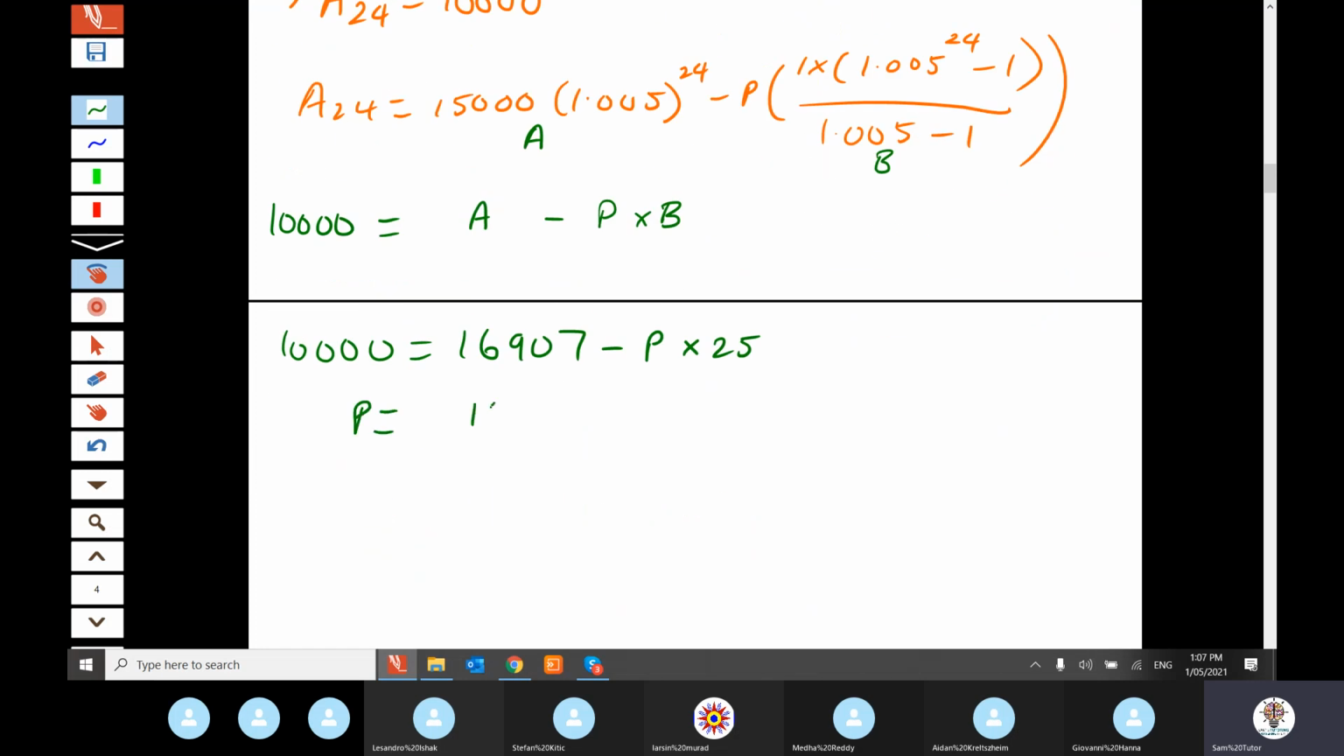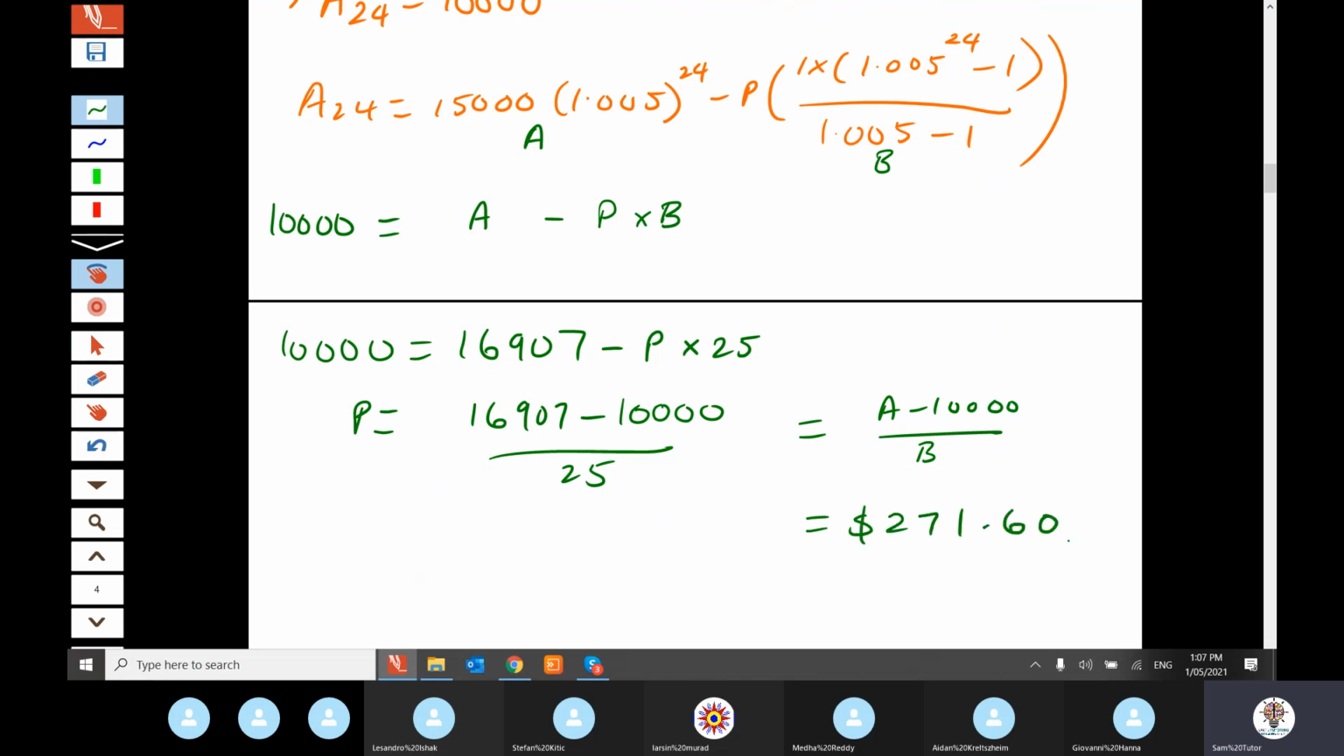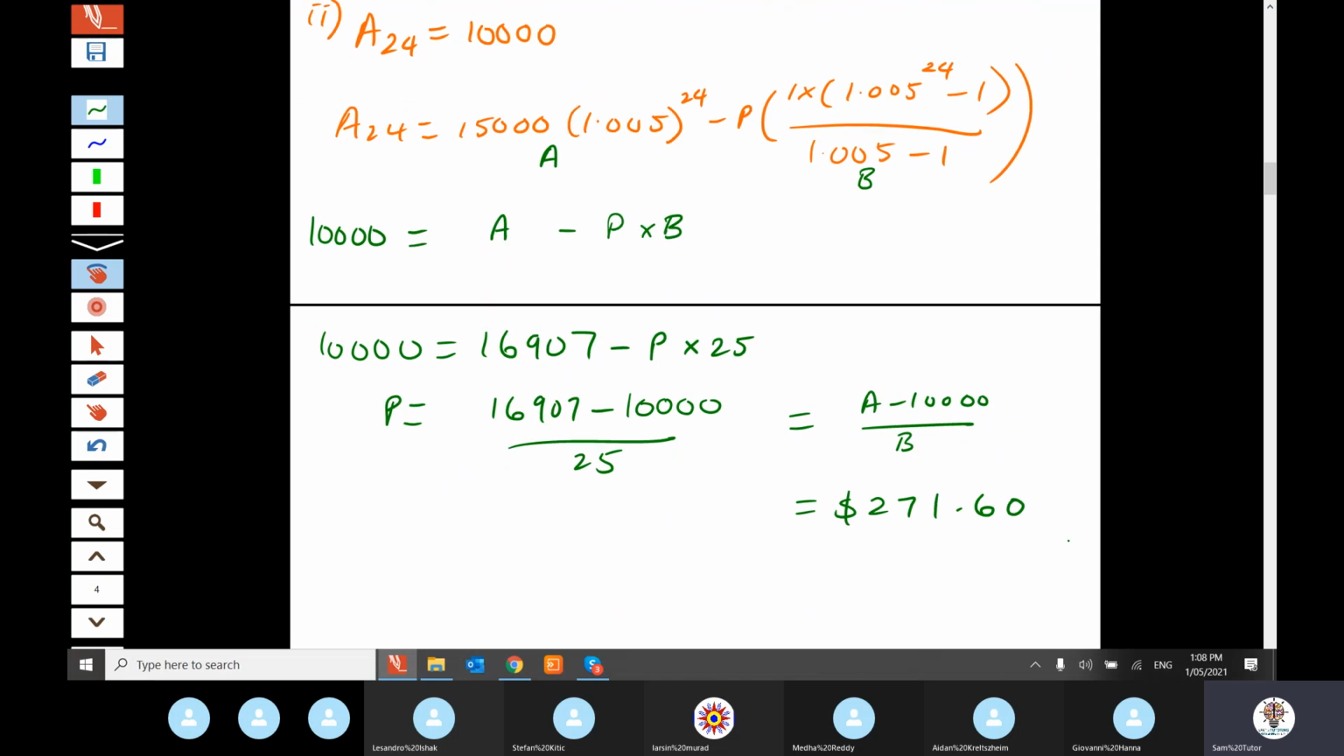Okay. How do we solve for P? Isn't P going to equal 16,907 take away 10,000 divided by 25? So technically, it's just A minus 10,000 over B. On my calculator, alpha A minus 10,000 divided by alpha B. My repayment is exactly $271.60 per month. So as long as I pay $271 a month, I can repay back $5,000 after 2 years with the interest.